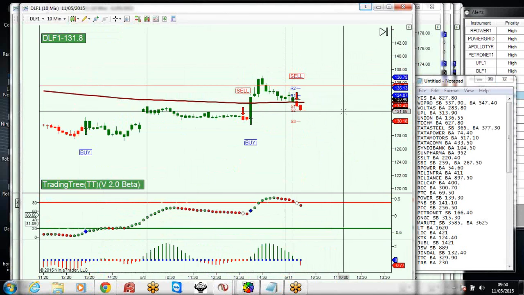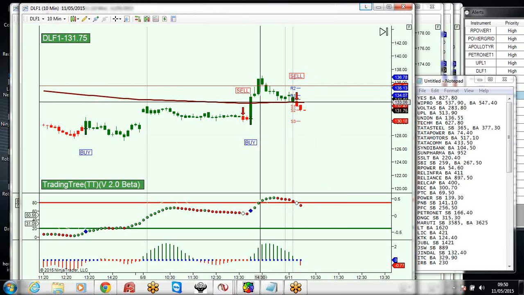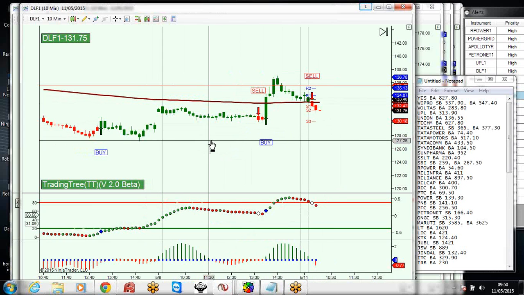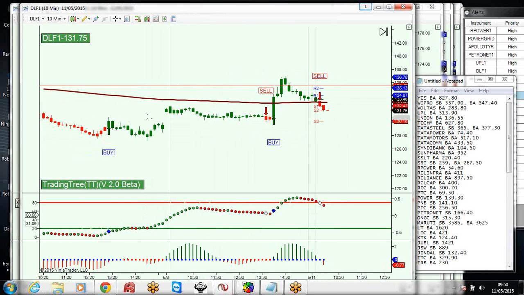So DLF, the call has triggered. We were shorting here at 131.80. The idea is very simple. In case you place your trades at the right price, it will either get triggered or it won't. In this case of DLF, you see this buy call here. You place the order here, and your call actually gets triggered after a long time, somewhere here.